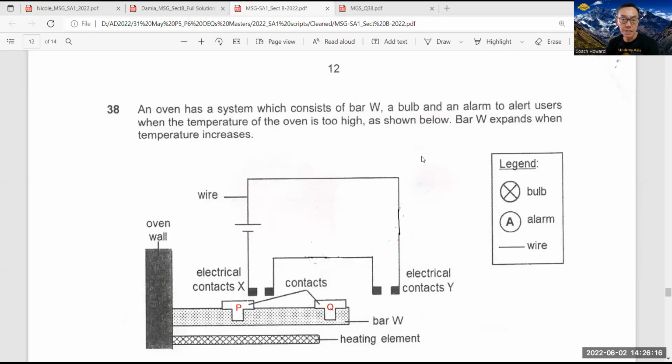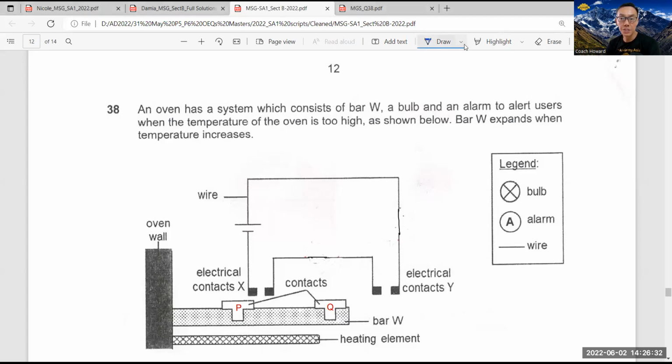I'd like to share with you some of the recent 2022 PSLE Science SA1 questions. And this one question which I'd like to highlight to you from this school. As you can see in this question, it says that an oven has a system which consists of bar W, a bulb, and an alarm to alert users when the temperature of the oven is too high as shown below. Bar W expands when temperature increases.